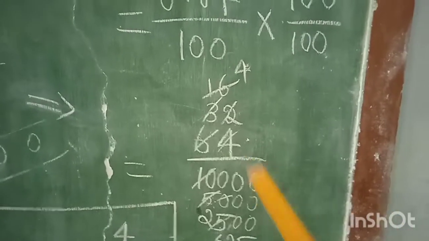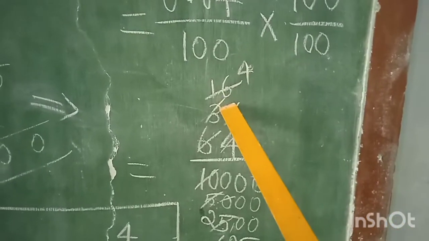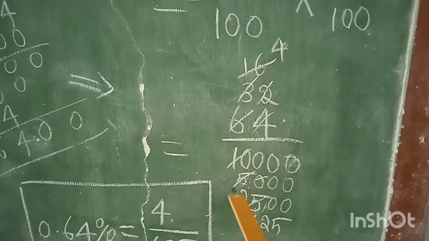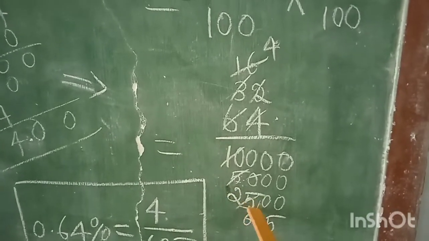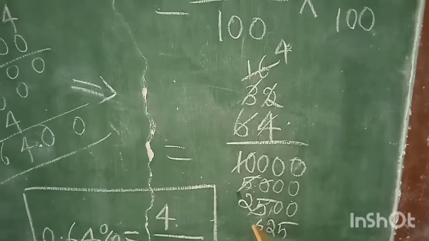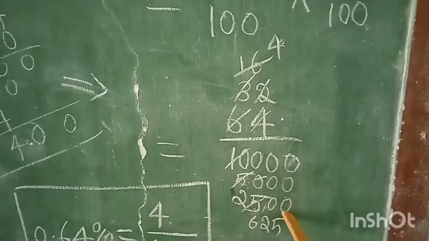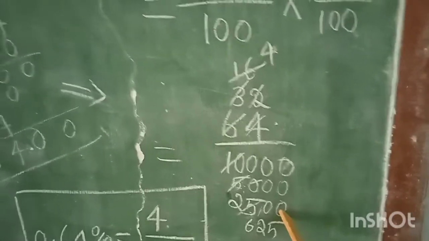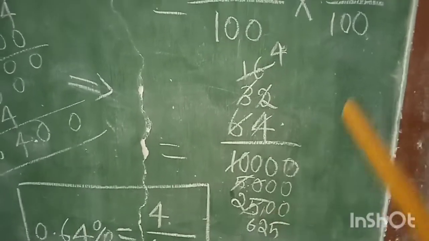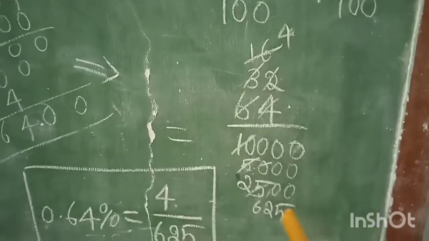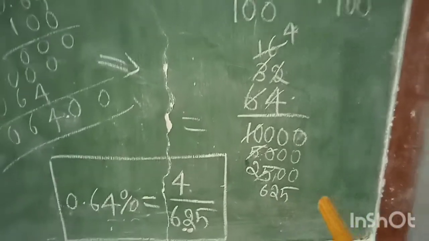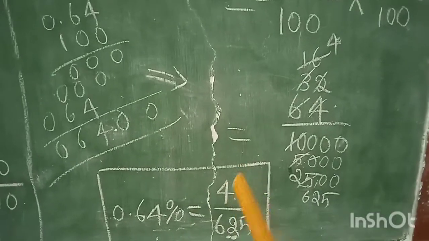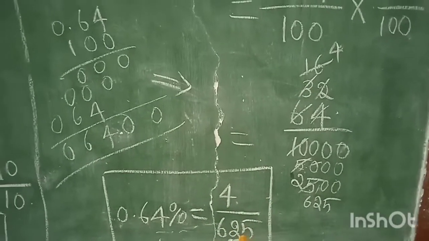that is 4. So 4 4s are 16. In the denominator 6 4s are 24. 1 is pending. Then 2 4s are 8. 2 is pending. Then 5 4s are 20. So in the final we are getting the answer 4 upon 625. So 0.64% equals 4 upon 625.